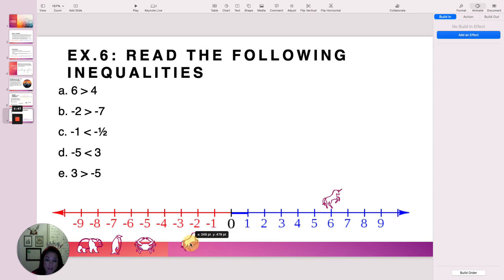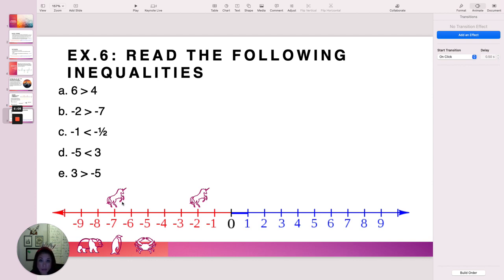Okay, and then my next example is -2 is greater than -7. I'm going to put my unicorn on -2 and -7. So although 7 is larger than 2, when we're speaking in negative numbers, -7 is smaller. So it is true that -2 is greater than -7.